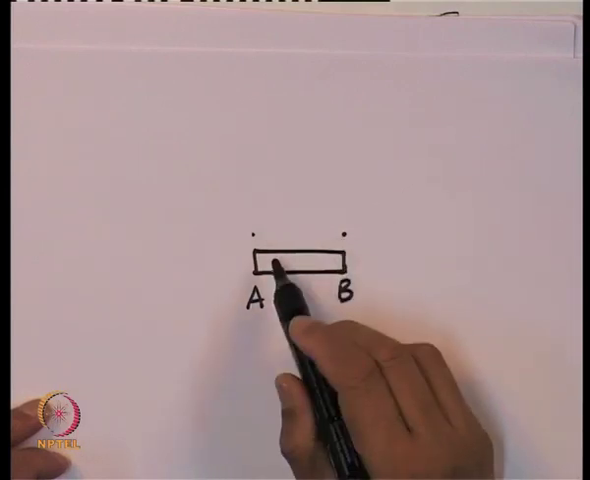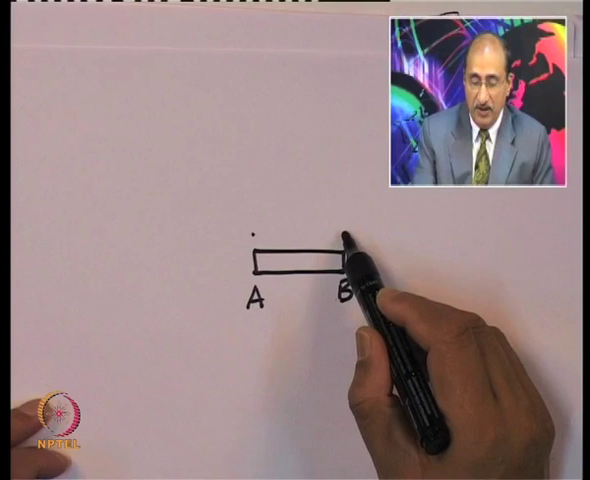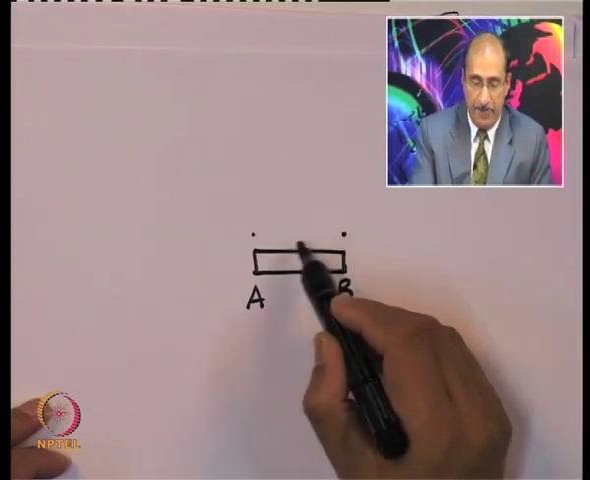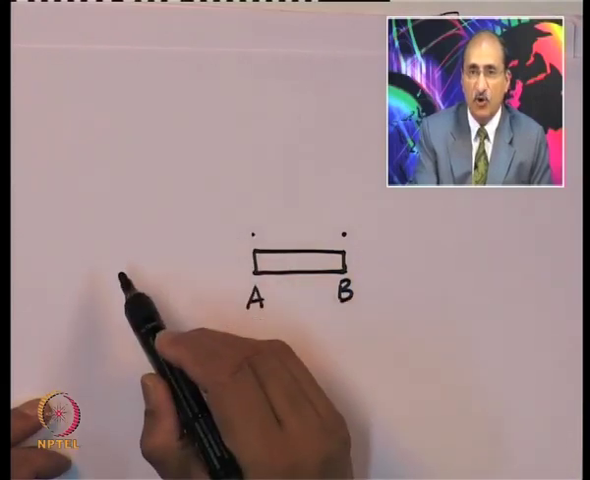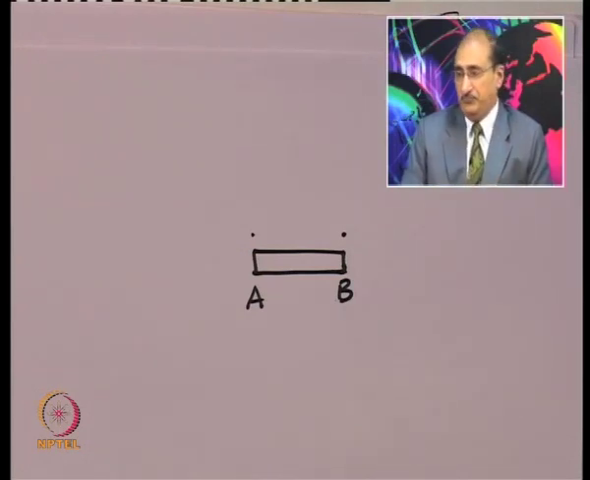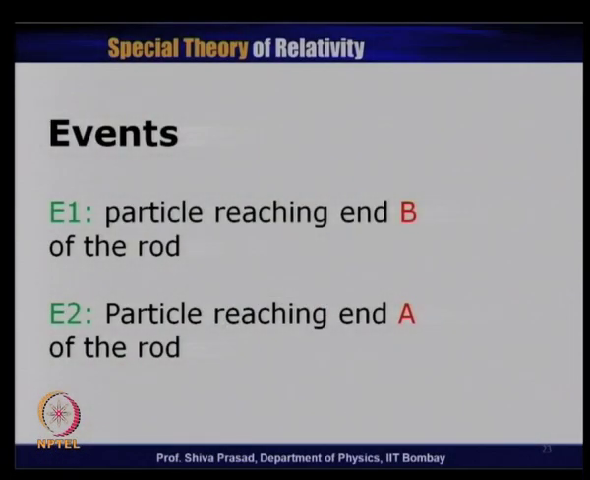In fact, these two events signify that this is the point when the particle has just entered the rod area, and this is the time when it is just leaving the rod area. So, in principle, the time difference between these two events should be the time that the particle takes to cross the rod. So, this is what I have written. Let me repeat here. Event number 1, particle reaching end B of the rod. Event number 2, particle reaching end A of the rod.